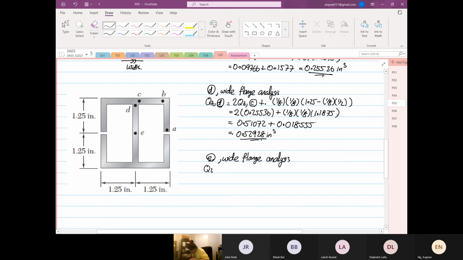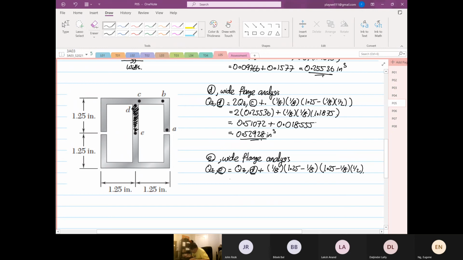So QZ at now point E. So it's going to be QZ at point D, right? So QZ at point D plus this. Okay. So we know the width is 1/8. The depth is 1.25 minus 1/8. Right? Then multiply by 1.25 minus 1/8 multiplied by half.